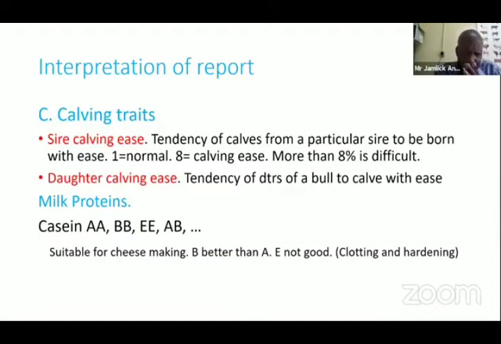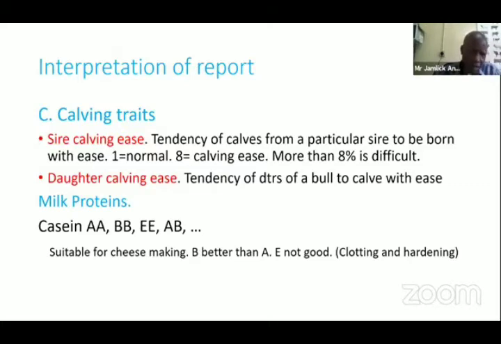Now, calving ease. The sire calving ease is normally the tendency of calves from a particular sire to be born with ease. Many farmers ask you for calving ease. What is it? It is the tendency of calves from that sire being born with ease, from whichever cow it has been used on. In the catalog, it goes as high as 1 to 10. In some catalogs, you go up to 12. But the lower the number, the better.